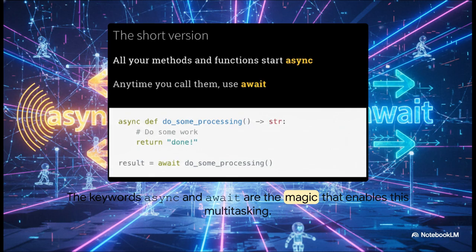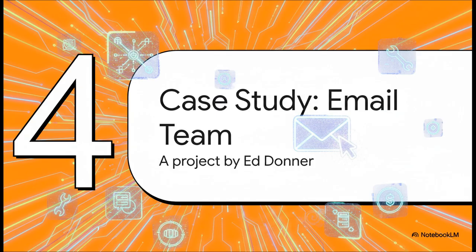It really just comes down to two little keywords: async, which basically tells Python a function can be paused, and await, which is the signal to say, hey, kick off this task, and while we're waiting for it, let's go do something else useful. Okay, that is enough theory.